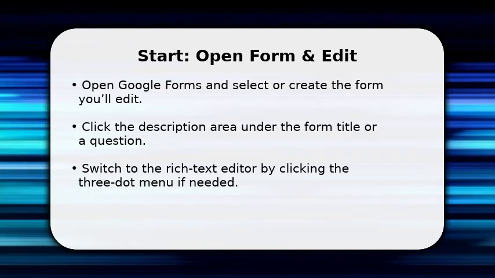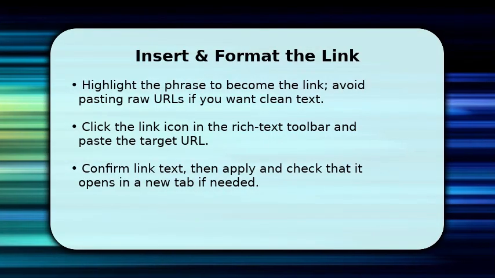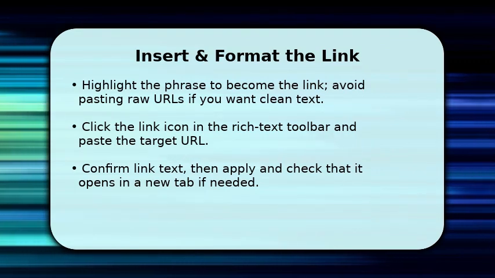Next, highlight the text you want to turn into a link so you can embed it cleanly. With text highlighted, click the link icon in the toolbar. Paste the URL into the dialog and verify the display text reads exactly how you want users to see it. This keeps your form tidy and accessible.